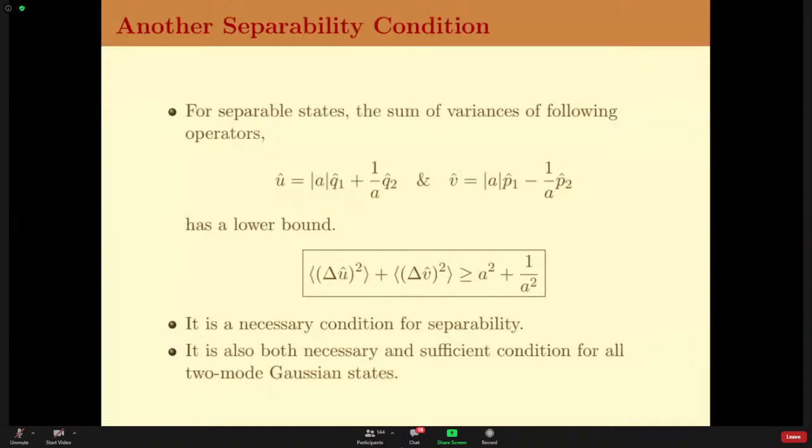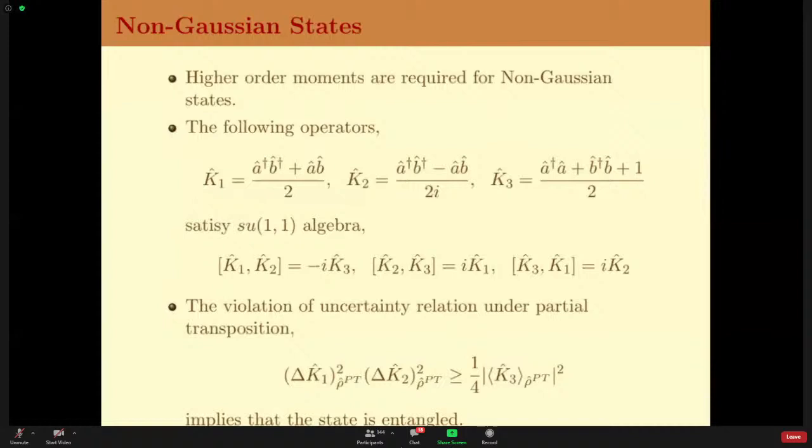So in the Gaussian states, we have considered only the variance matrix, which involves only second moments. But for non-Gaussian states, using these conditions, we can't detect the separable or the entangled states. So it was pointed out by Professor G.S. Agarwal and Professor Biswas that one has to use higher order moments in order to detect the separability of non-Gaussian states. In their work, they considered the operators K1, K2, K3 as given here.